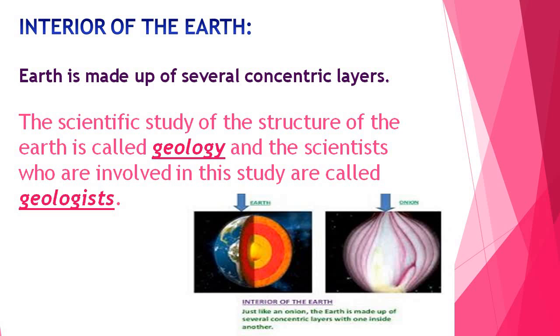Interior of the earth. Earth is made up of several concentric layers. Concentric layers means what? One layer above another layer. The scientific study of the structure of earth is called geology, and the scientists who are involved in this study are called geologists.